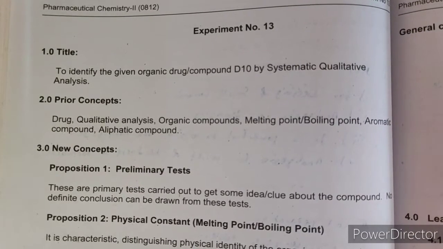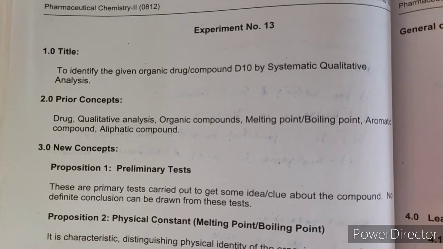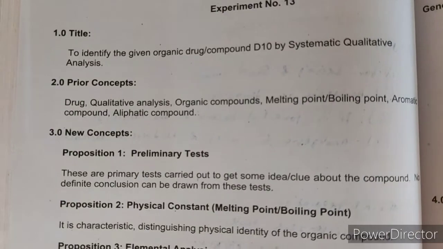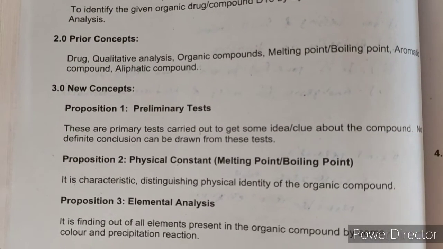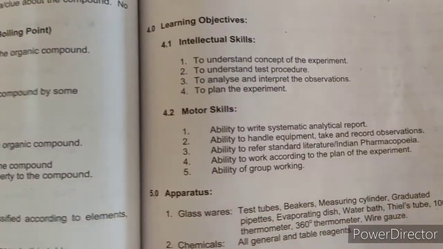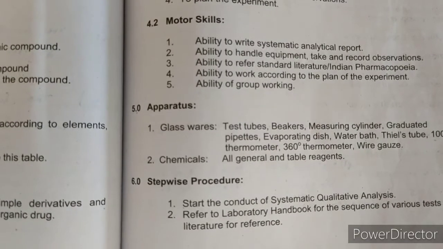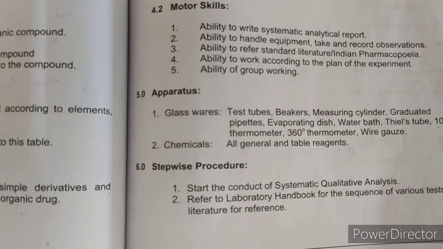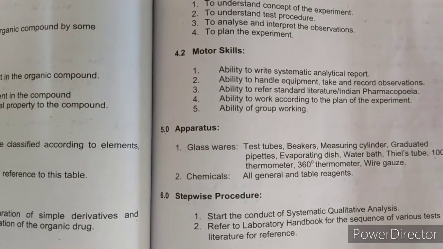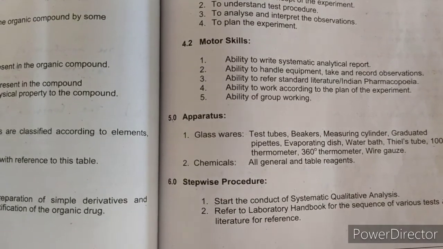Today we are going to perform experiment number 13. The title of the experiment is to identify the given organic compound by systematic qualitative analysis. The requirement for the practical is test tubes, beakers, measuring cylinder, graduated pipette, evaporating dish, water bath, Thiele's tube, thermometer, wire gauze and all the general and table reagents.